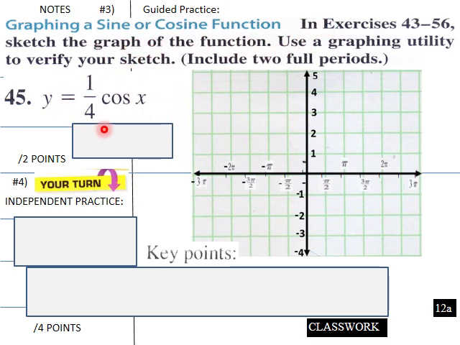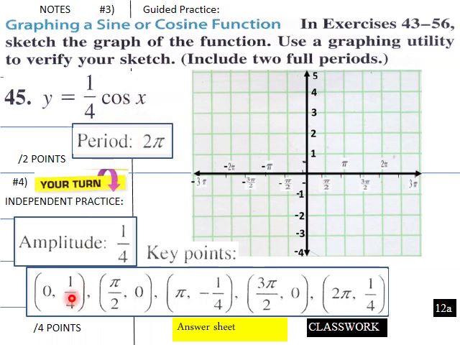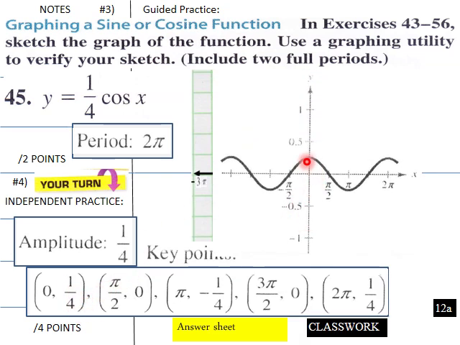Sketch the graph of the function y equals 1/4 cosine x. To do that, the period again would be 2 pi. So then the amplitude is 1/4. Then here are your 5 key points. We start from 0. When x equals 0, y equals 1/4. This will be your plot here when you're said and done with it.